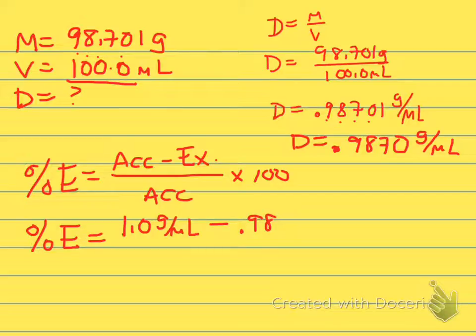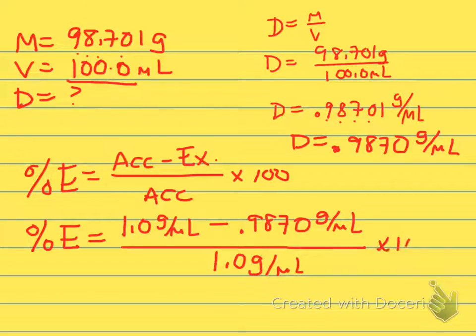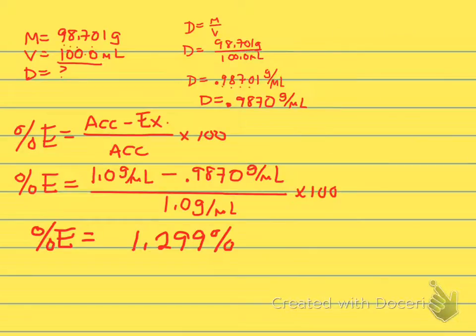Okay. 0.9870 grams per milliliter divided by 1.0 grams per milliliter times 100. What is our percent error? Anybody else got something that looks a lot like that? No? Did I screw up?